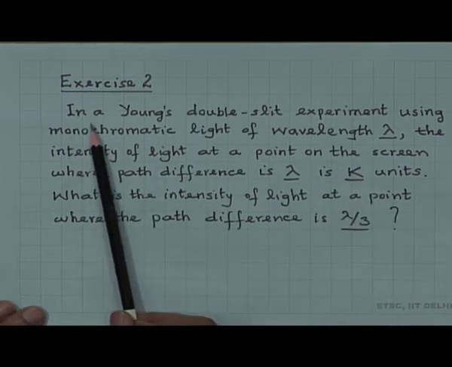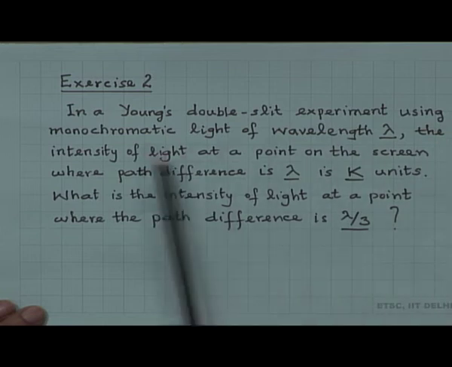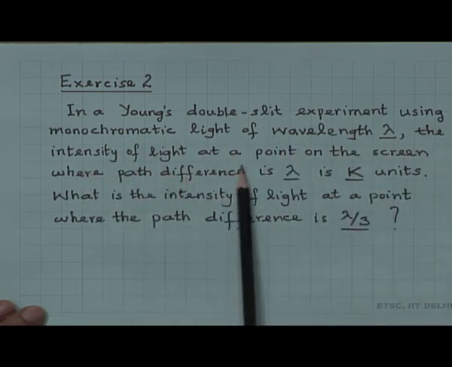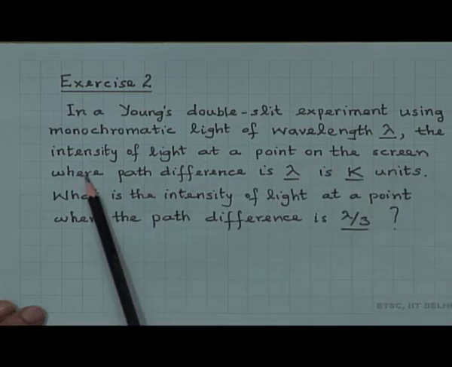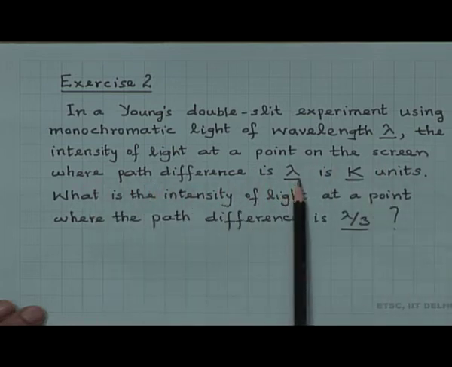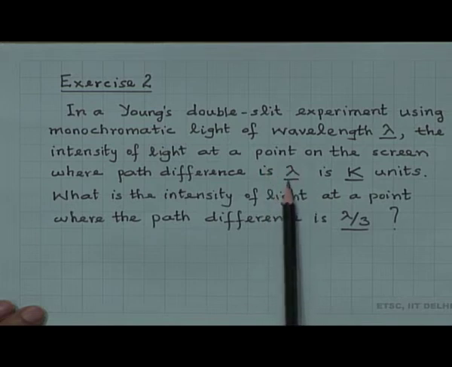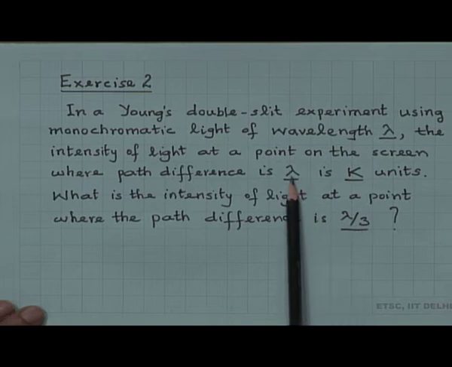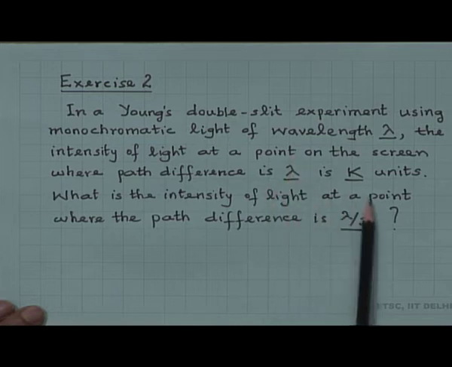Let us read again. In a Young's double slit experiment using monochromatic light of wavelength lambda, the intensity of light at a point on the screen where the path difference is lambda, which means it is referring to the first bright fringe, is k units. What is the intensity of light at a point where the path difference is lambda by 3, that is less than lambda, which means somewhere between the central bright fringe and the first bright fringe, we are asked to find the intensity of light.